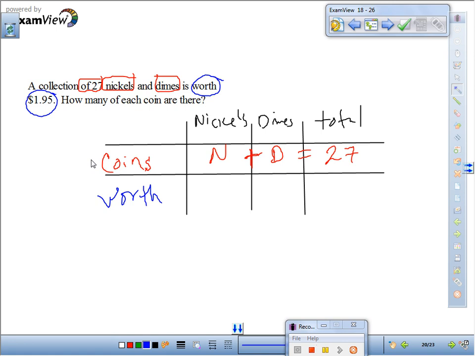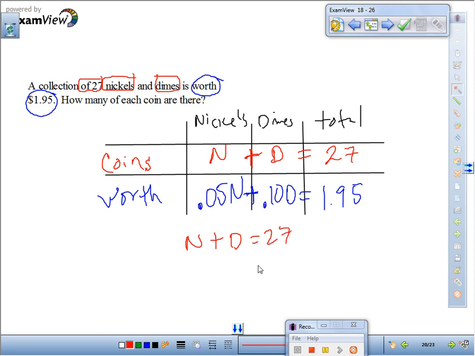How can I write a nickel, what it's worth, Victor? .05N plus, how can I write how much a dime is worth? 0.10D. And what's the total amount? 1.95. Let's write our two equations. We got N plus D equals 27. The second one is 0.05N plus 0.10D equals 1.95.